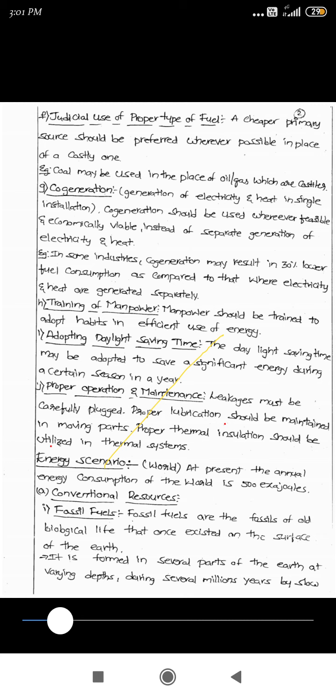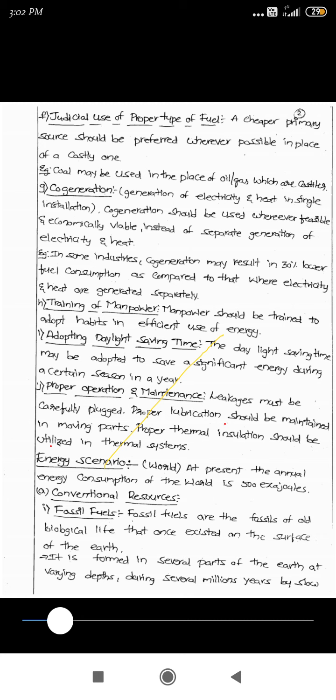Next, adapting daylight saving time. Now here this is saving time. How to save that? Daylight saving time may be adapted to save sufficient energy during certain seasons in a year. The best example is the hydroelectric plant, because depending upon the seasons, that is rainy season, winter and summer, the energy can be consumed based upon the season. That is daylight saving time.